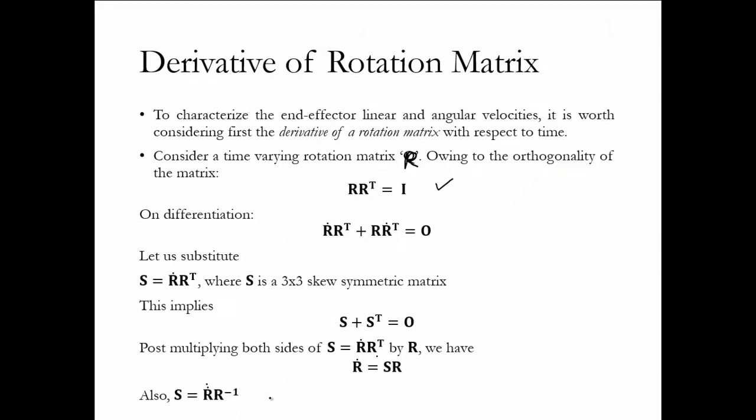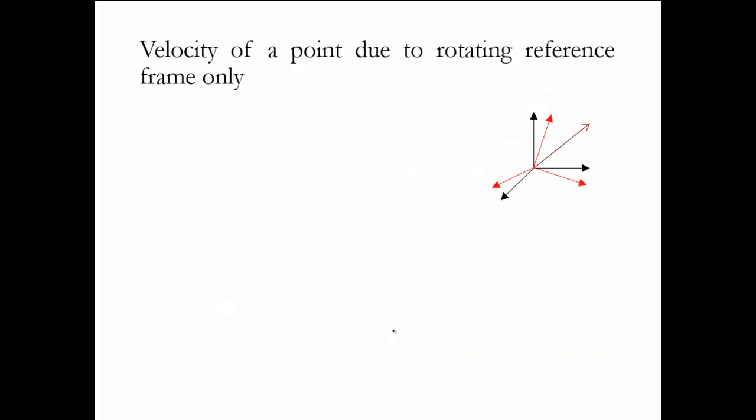Alright, so this relation R dot is equal to S R will be very much useful to us later on, and we'll see the significance of S in the coming slide and what actually S would mean for us and how important this is. Alright, so now let's move to the velocity of a point due to the rotating reference frame.